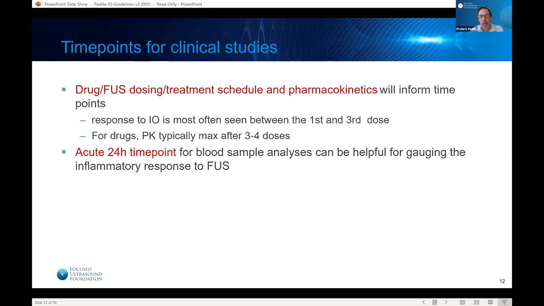So probably we can piggyback on the infusion schedule, for example, to gather blood samples, but all of this has to be informed by these characteristics. It's certainly also very informative to have access to very early time points for blood samples to gauge the inflammatory response to focused ultrasound.